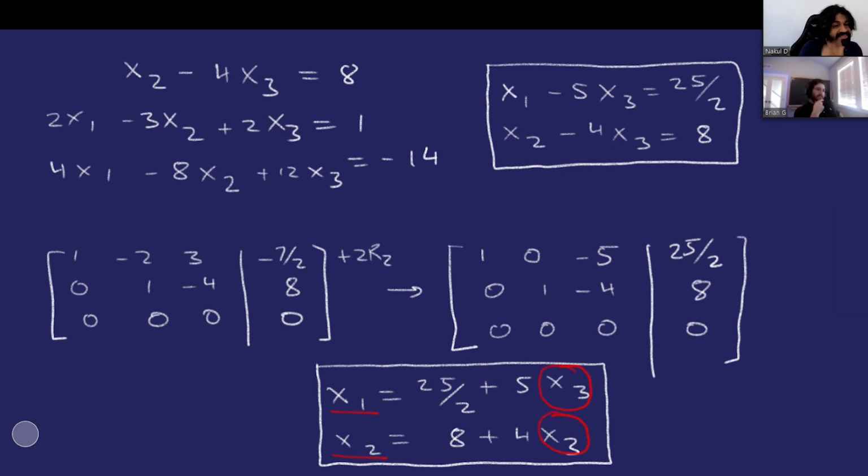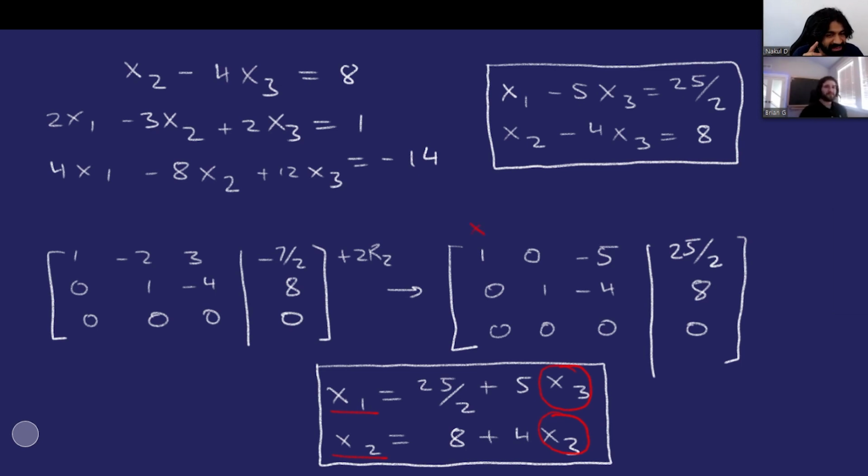Right? This system, however, has infinitely many solutions because no matter what we set x3 to be, we can find a value of x1 and x2 to work with. Does that make sense? Yeah, very interesting. x3 is called the free variable in this situation. x1 and x2 are called the pivotal variables. Okay, that makes sense.